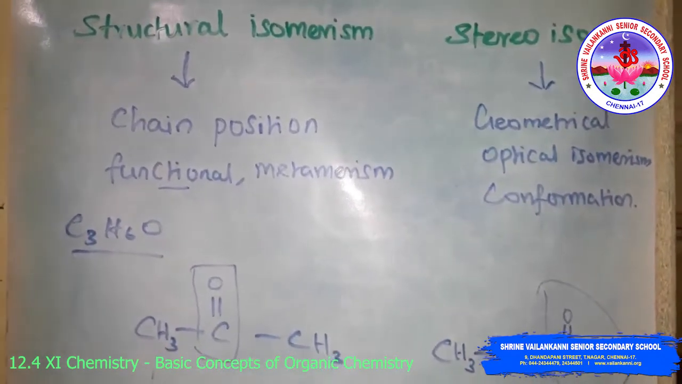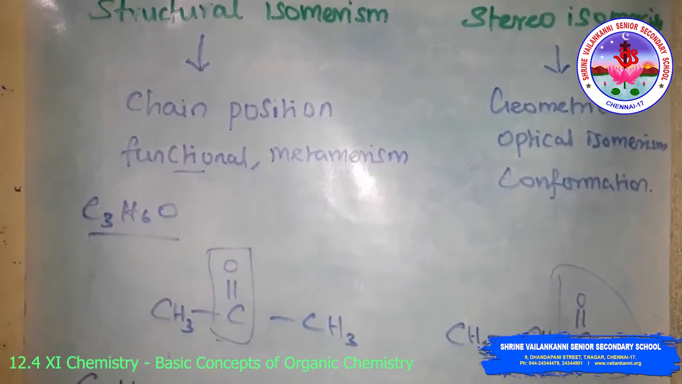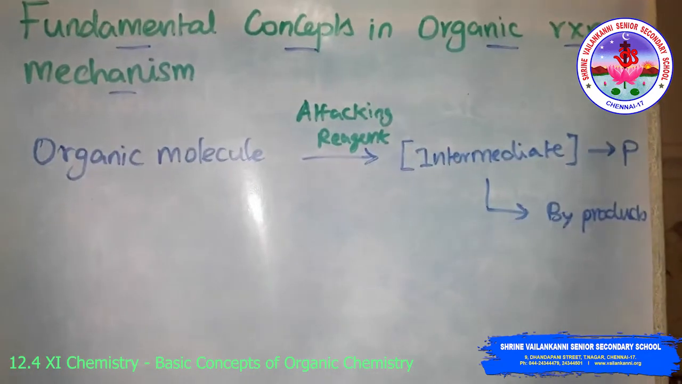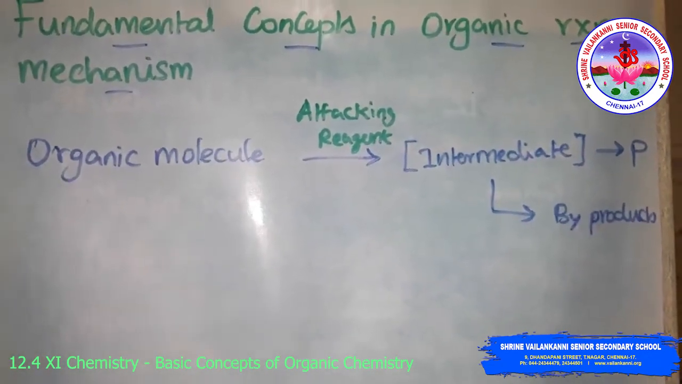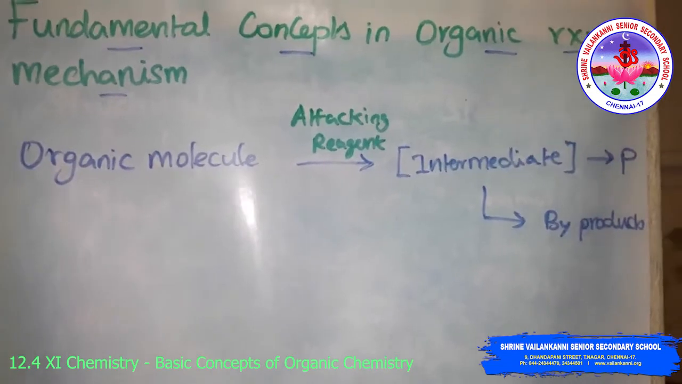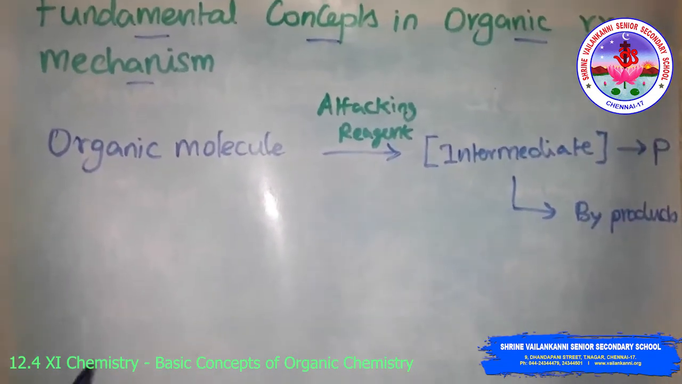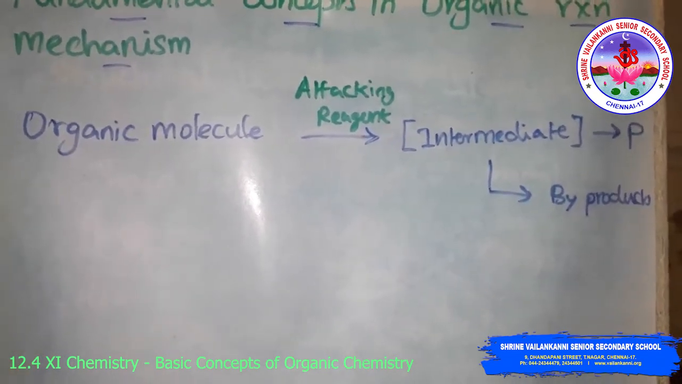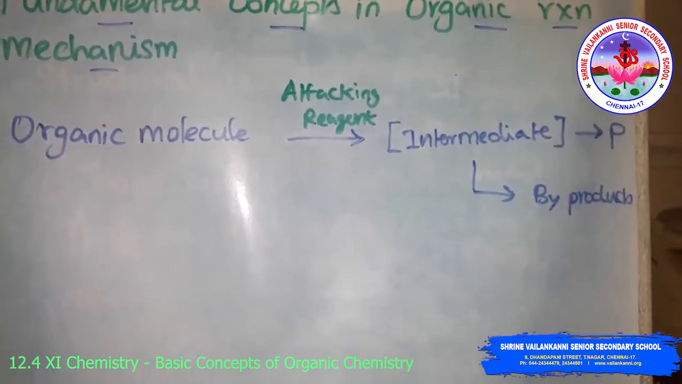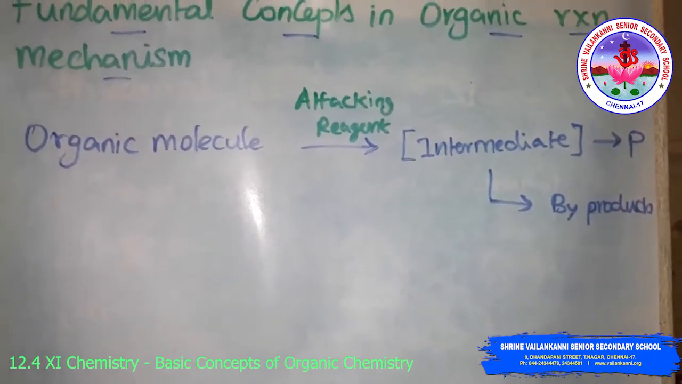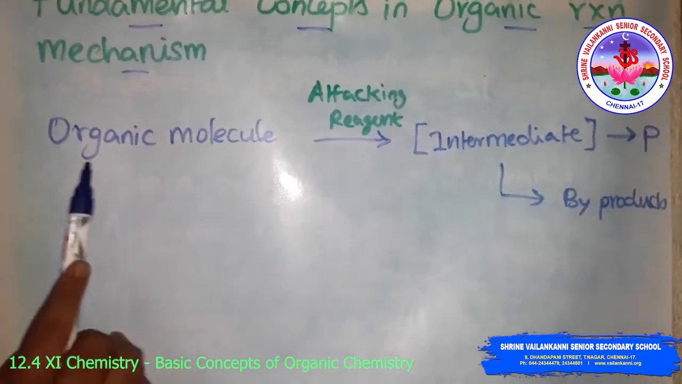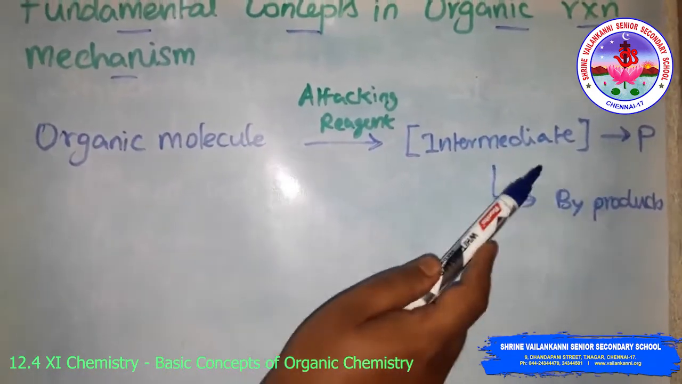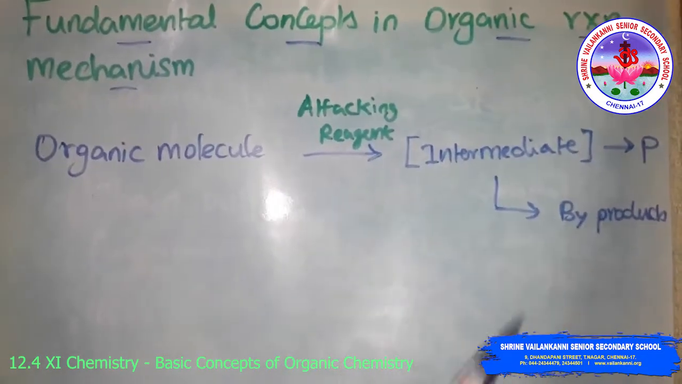Okay, then next we will see the fundamental concepts of organic reaction mechanism. Usually in an organic reaction, the organic molecule reacts with the appropriate attacking reagent and leads to the formation of one or more intermediates, and finally the product is formed. So this is the simple representation: organic molecule with the attacking reagent forms an intermediate, and the intermediate gives the product, or some byproducts are also possible.